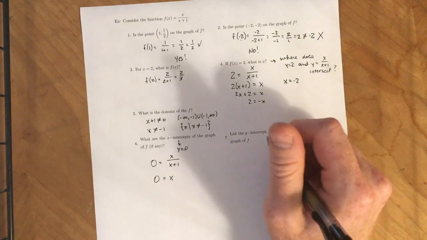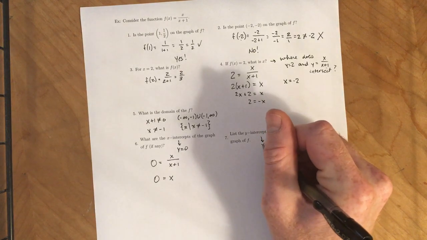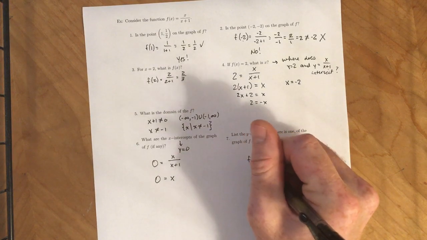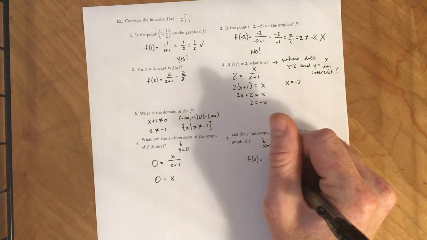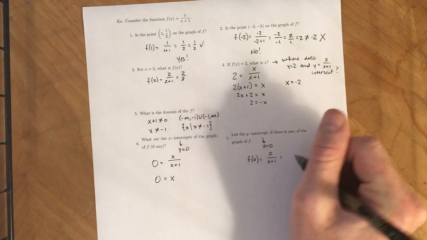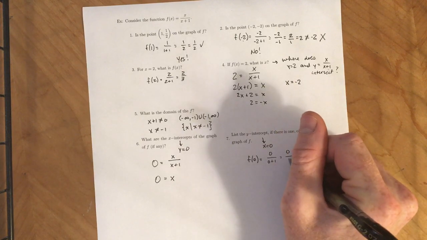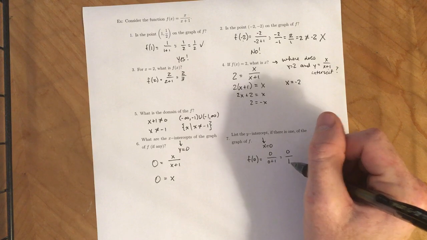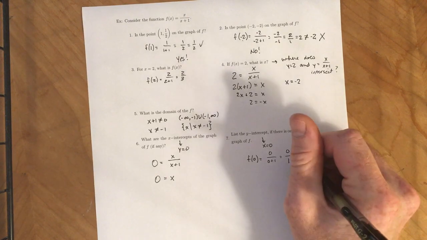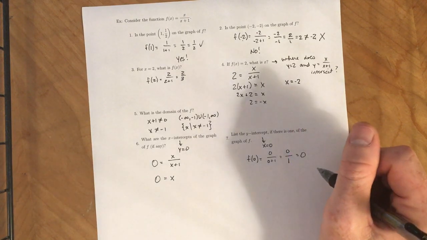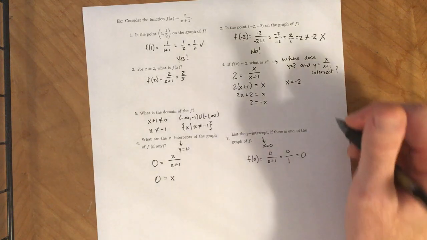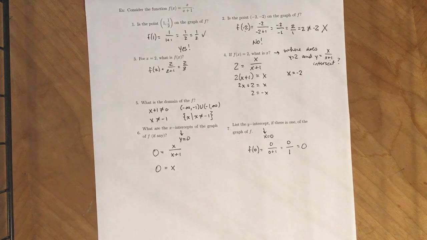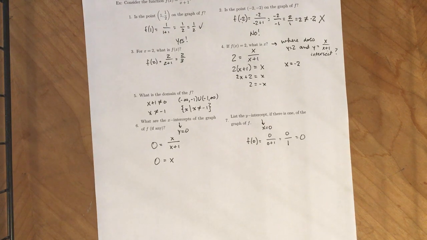Over here, we want the y-intercept, which is when x is equal to 0. We just go ahead and plug in 0. All right, so that gives us 0 over 1. And 0 over any number that's not 0 is equal to 0. If you're interested, 0 over 0 is a really bad combination of numbers that you'll see in calculus next semester.